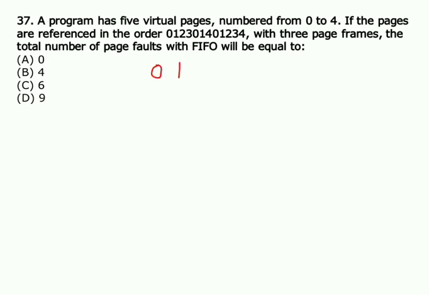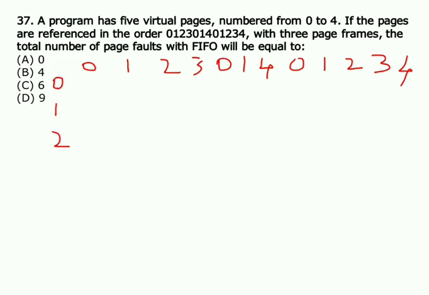The order we are writing here: 0, 1, 2, 0, 1, 2, 3, 0, 1, 4. So now we have 3 page frames here. So we load each and every page from the secondary memory to the main memory. So only 3 page frames will be allowed here. So we are using the first in first out, FIFO, policy.